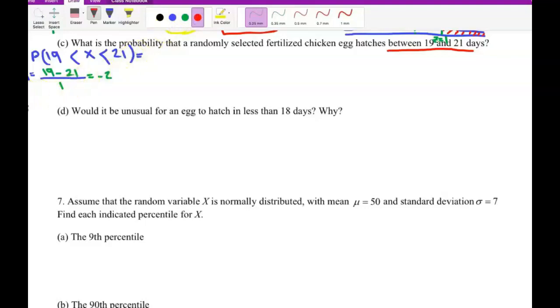Now z2. So x is, here we have 21. So this is x1. This is x2. So x is 21 and mean is also 21, divided by standard deviation 1. So here is 0. Now go back to this part. We converted to z-score, now using that z-score to find area. So finding the probability that z is between -2 and 0.